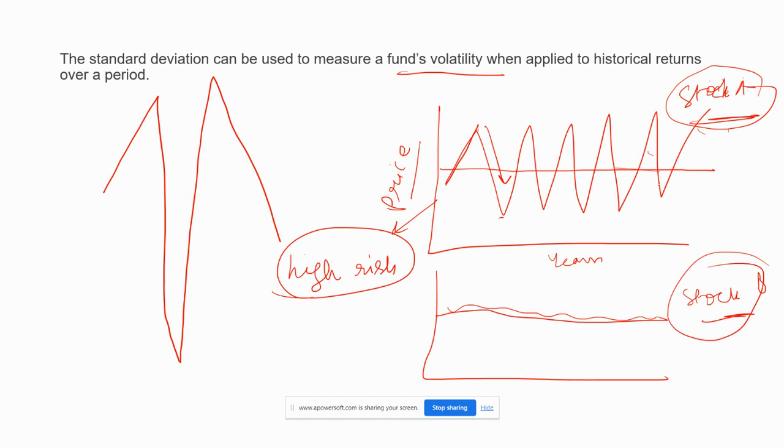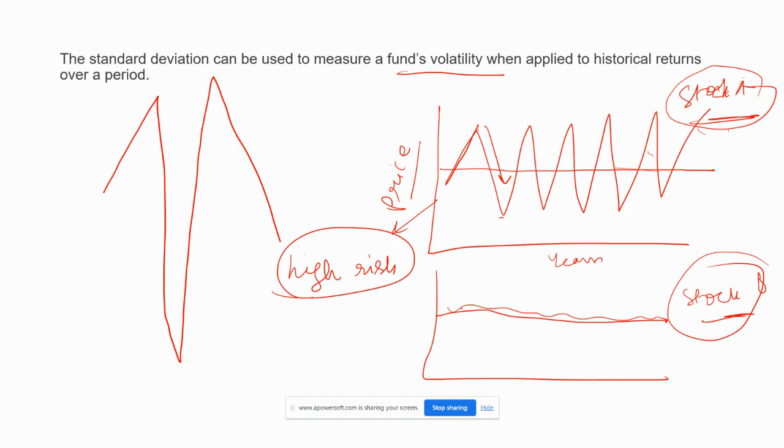Why? Because today, if you invest in stock A, your prices can go up, meaning the money that you've invested, the shares that you're going to buy of stock A, can increase very high, and they can also decrease very low. But if you buy stock B, your risk is not very high.